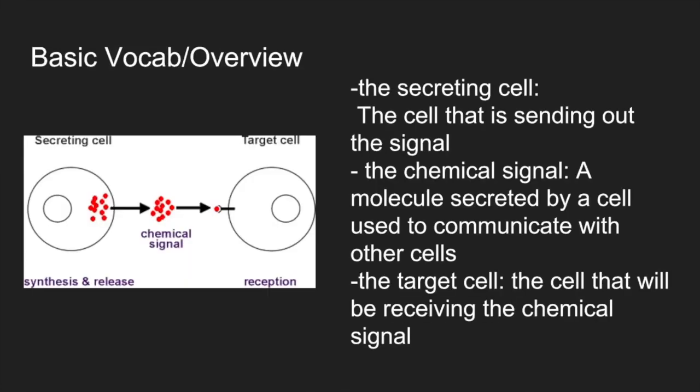Before we start talking about cell communication in detail, we should go over some words that are involved and steps in the process. First we have the secreting cell, which is this one right here, and this is the cell that will be sending out the chemical signal. Then we have the chemical signal, which is right here, and that is a molecule secreted by a cell used to communicate with other cells, or the target cell, and that is the cell that will be receiving this chemical signal. Typically how it works is a cell secretes a chemical signal and attaches to the unique receptor on the surface of the target cell right here, and this alters the function of the target cell.